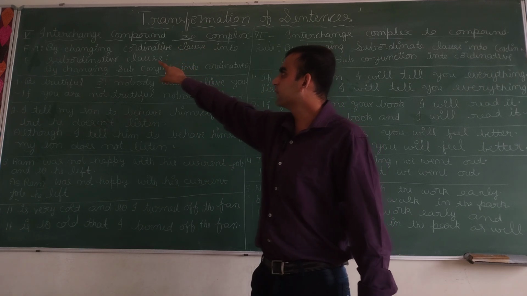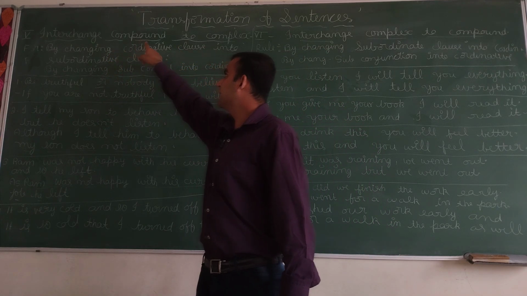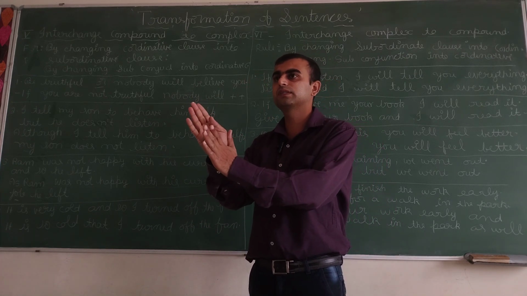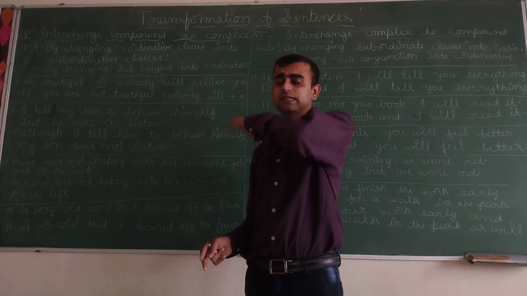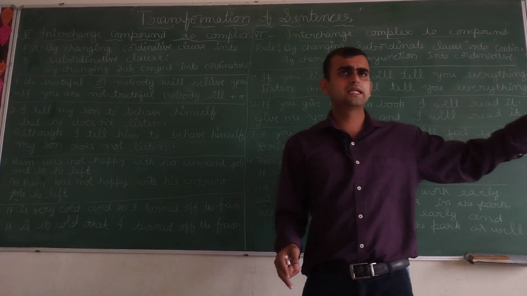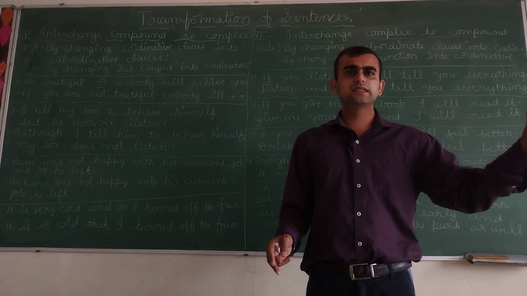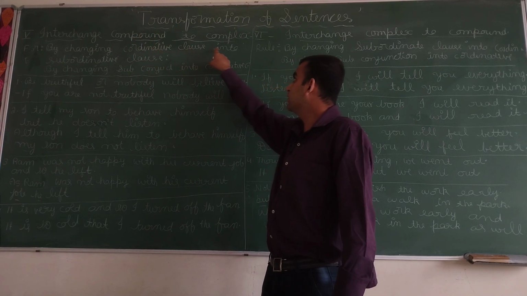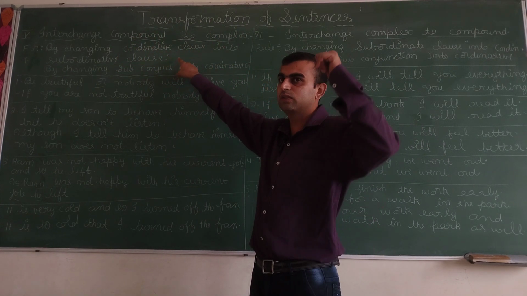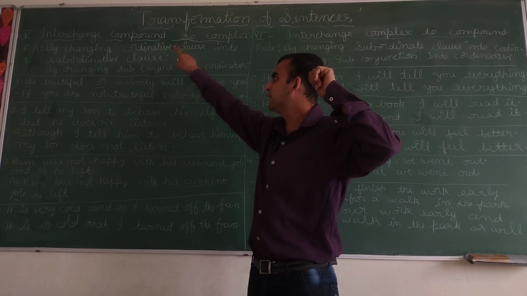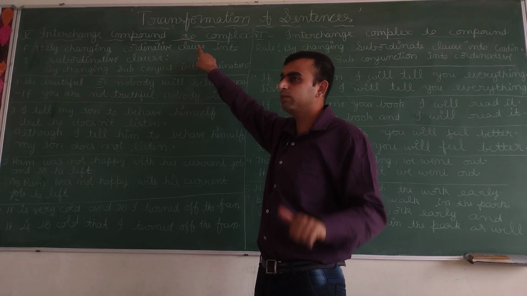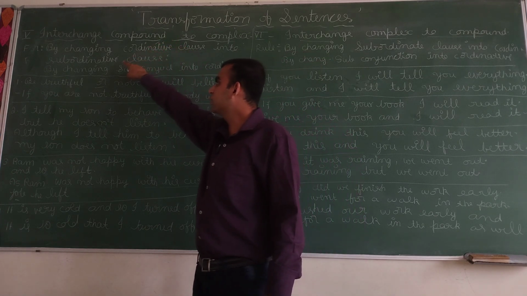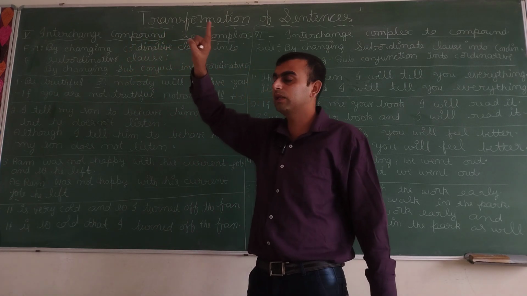Now let me tell how to interchange a compound sentence into a complex sentence. It means they will give you a compound sentence, and you have to interchange it into a complex sentence. The formula is by changing a coordinative clause into a subordinative clause, because in the compound sentence we write a coordinative clause, and in a complex sentence there must be a subordinative clause.